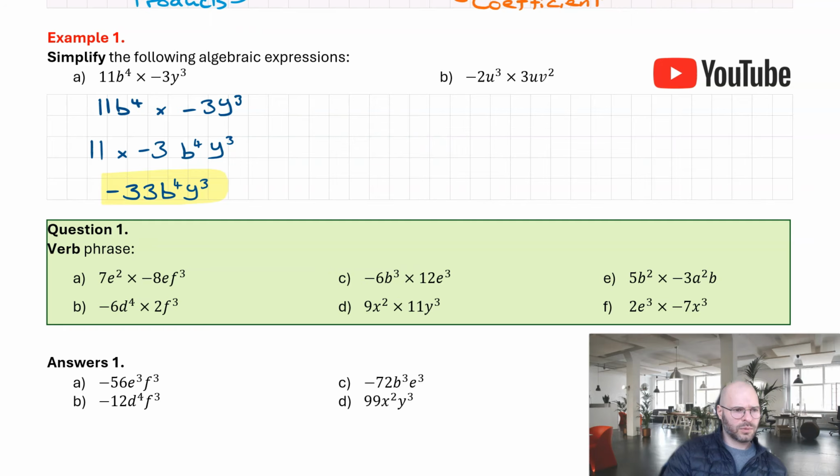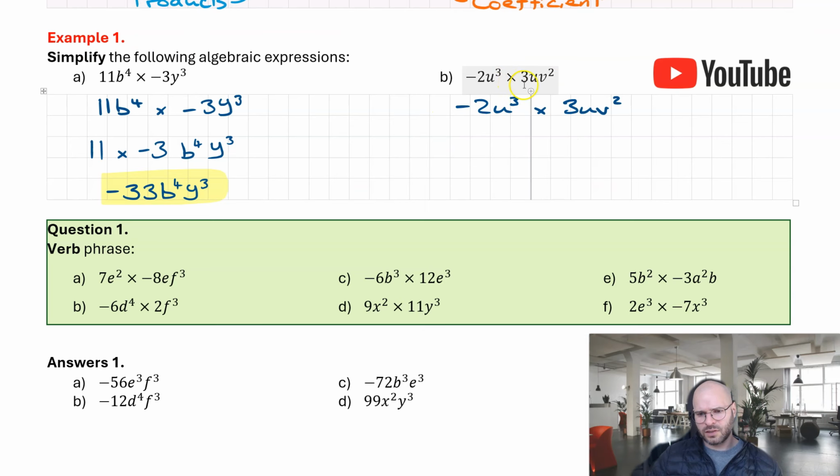Alright, next example. We have minus 2u cubed times 3uv squared. We want to simplify this statement over here. Using the method before, we identify our coefficients. Those were minus 2 and 3. Next, we list our variables. We had u cubed, we had u, and we had v squared.